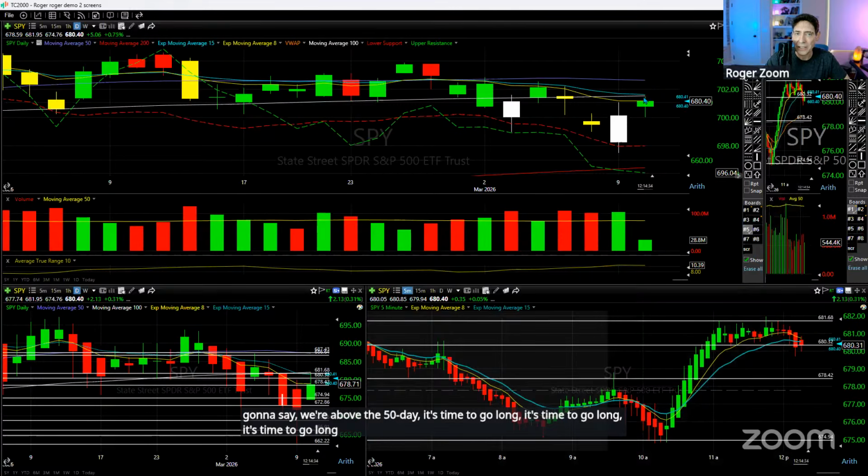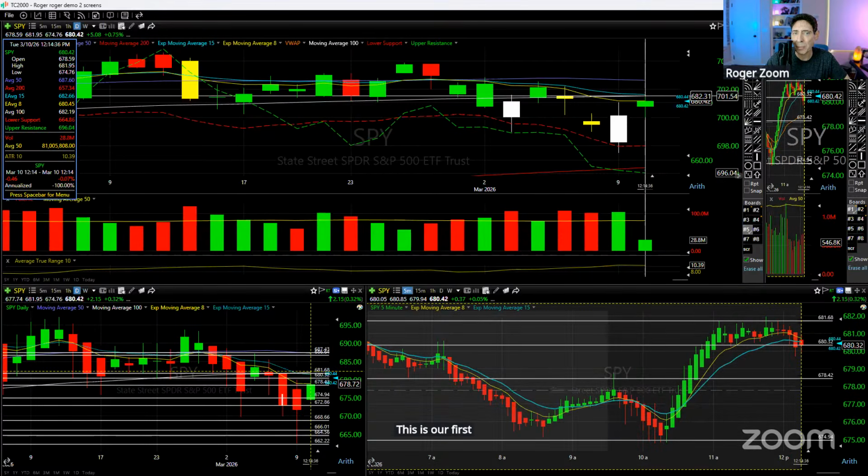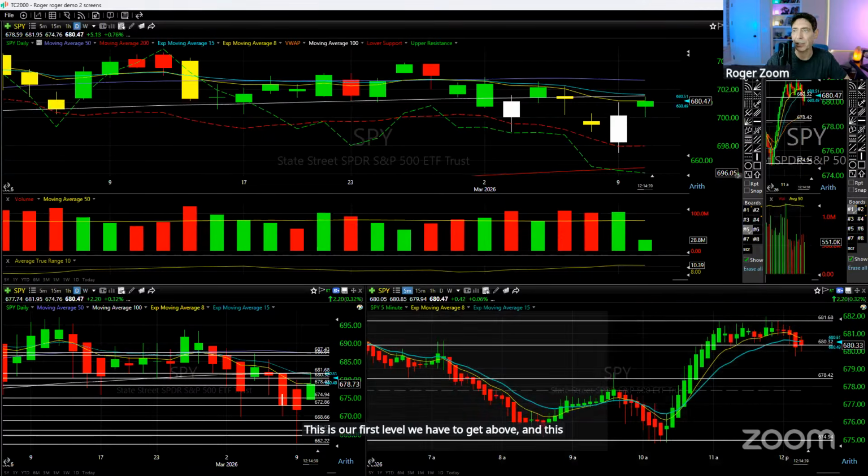So this is our first level we have to get above, and this is the second level we have to get above. If we can't get above these levels, it ain't going to be pretty. All right? Does anybody have any questions before we move on?